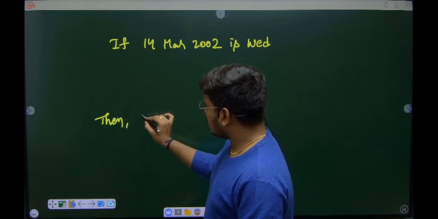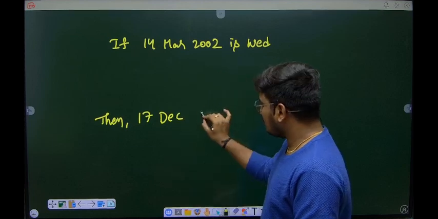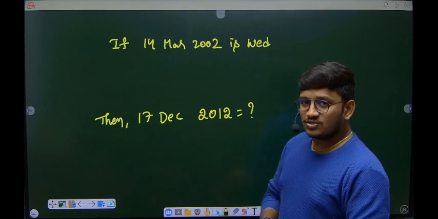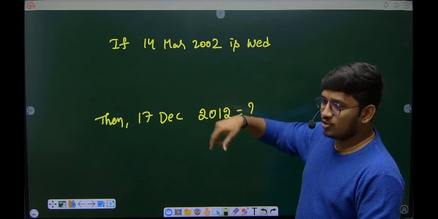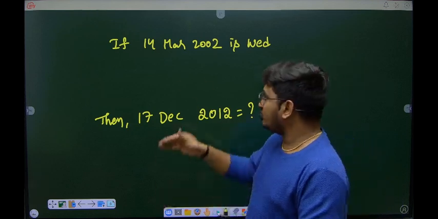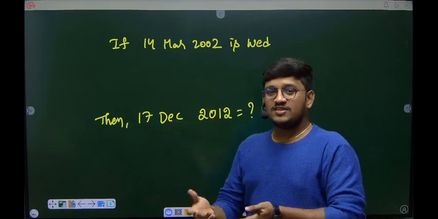They're talking about 17th December 2012 is question mark. So if you observe, there is no particular pattern here, 2002 to 2012. If you calculate based on odd days, it will take a lot of time, because you need to check the differences from 14th March to 17th December for these type of question.